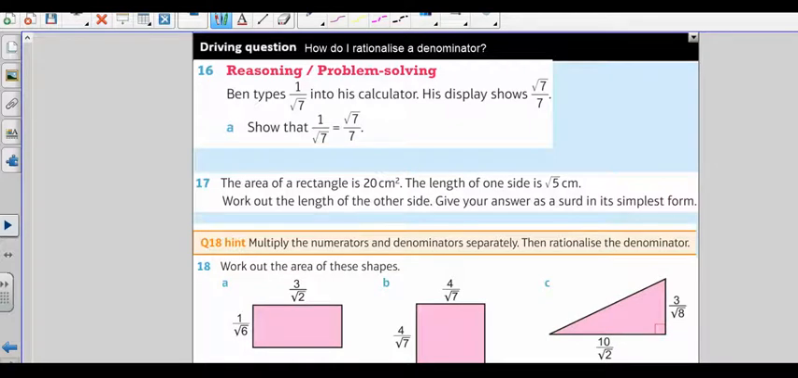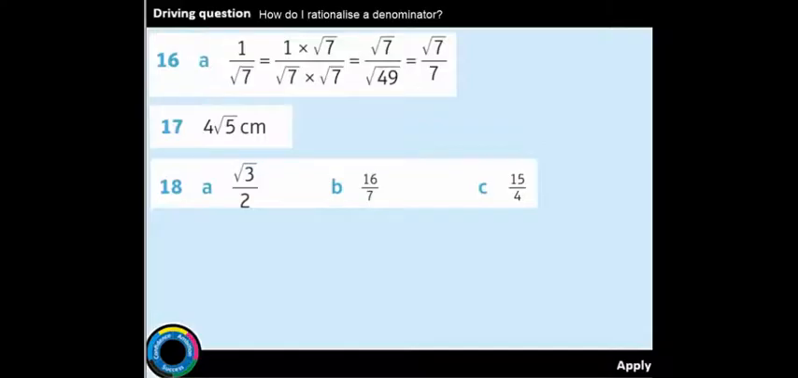Right, hopefully you're reasonably confident on this. I want you to try some of these questions, well, all of these questions, 16, 17 and 18. When you're finished, play the video, I'll show you the answers, and then I'll go through the solutions so you can just listen to the solutions for where you made mistakes. Off you go. Here are your answers.